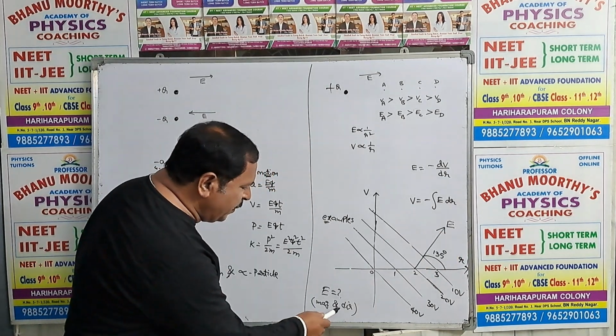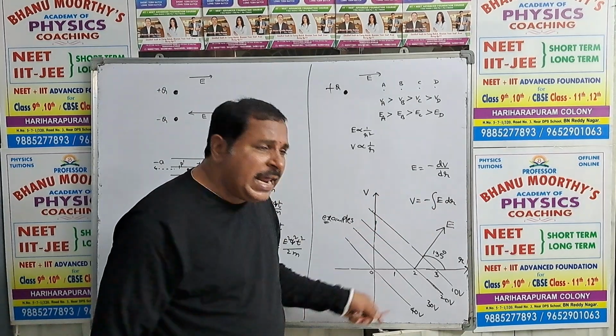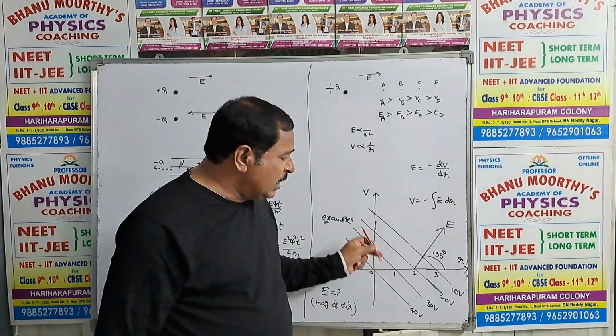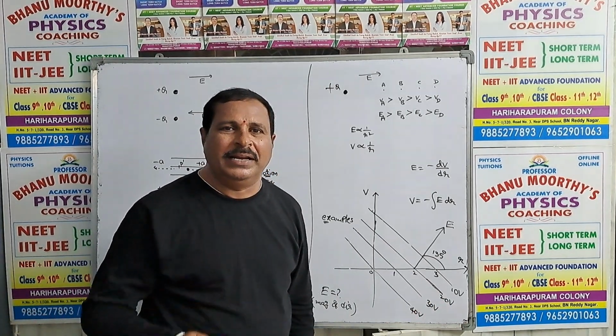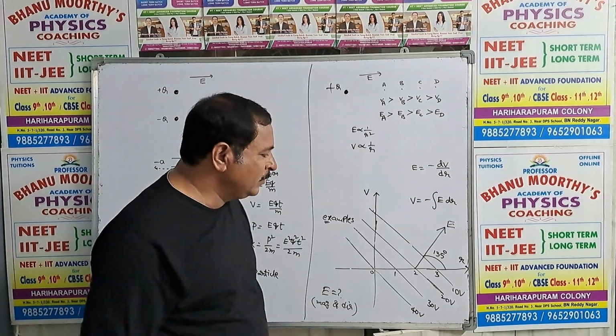So the direction of intensity is what we are asking now. The direction of intensity for any isoline is perpendicular to the potential surface. For any surface you take, it is perpendicular. Okay, intensity direction is perpendicular to the isoline.